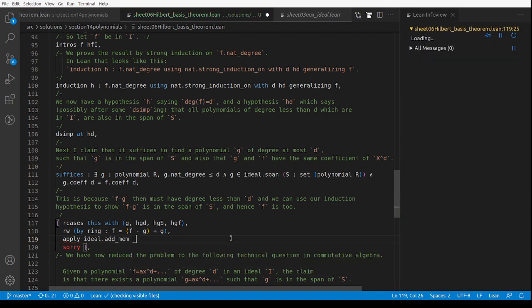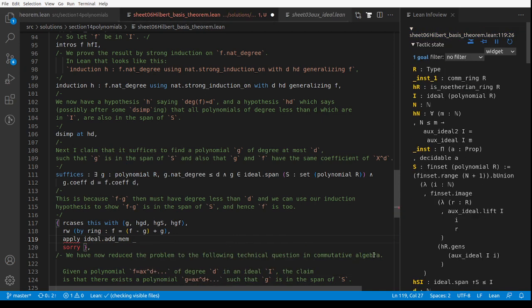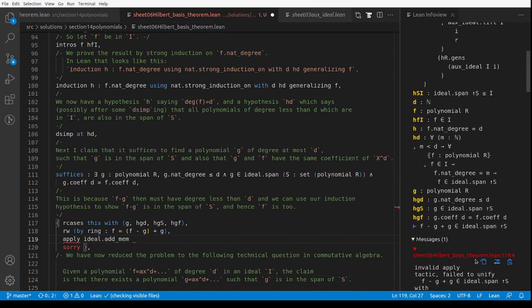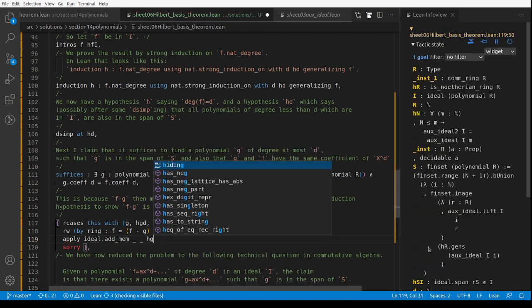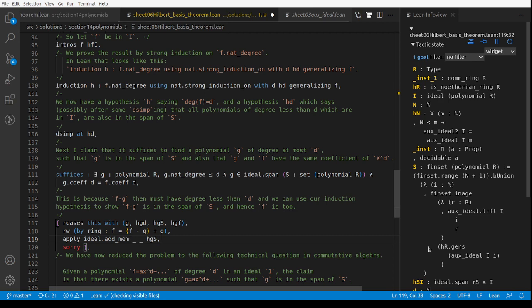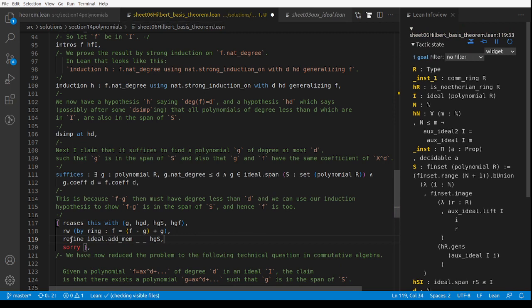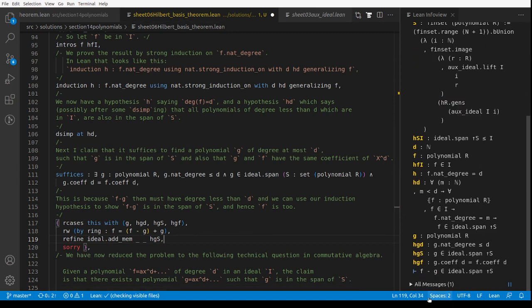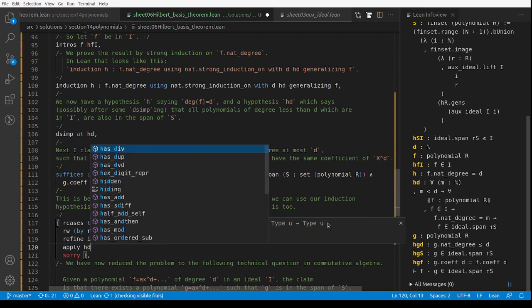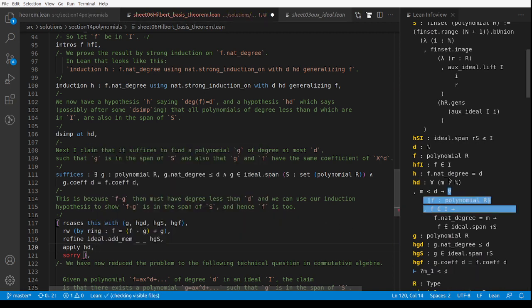So we can guess what the ideal is. And now I want to prove that f minus g is in, that's the thing we don't have the proof of. Okay, HGS is what we have the proof of. In fact, it's refined that, isn't it? Not that it matters. So now I've got to prove that f minus g is in the span, and I'm going to do that by applying HD, the inductive hypothesis. So apply HD. See how many goals I've got.